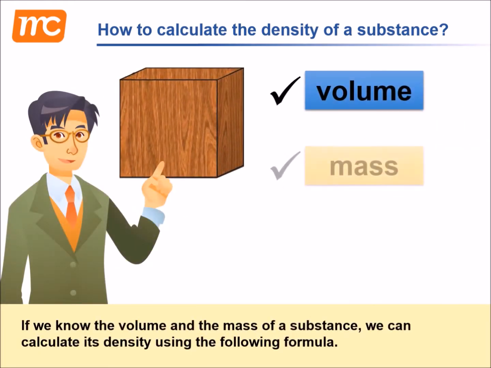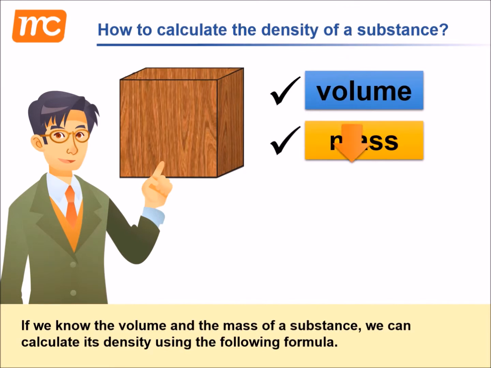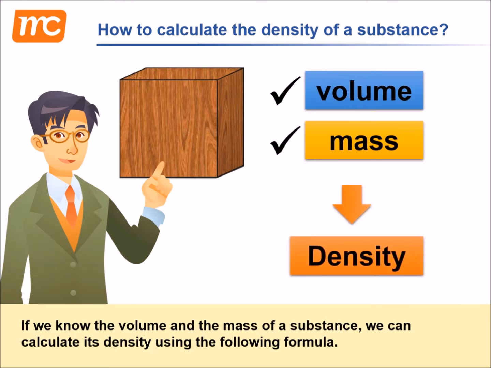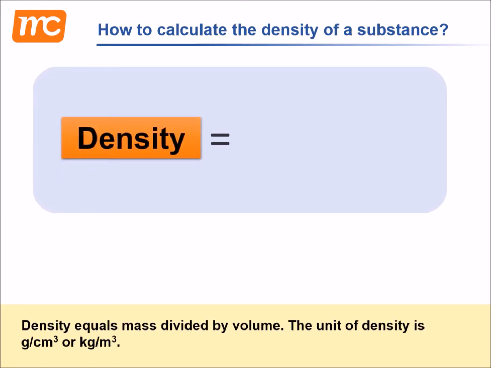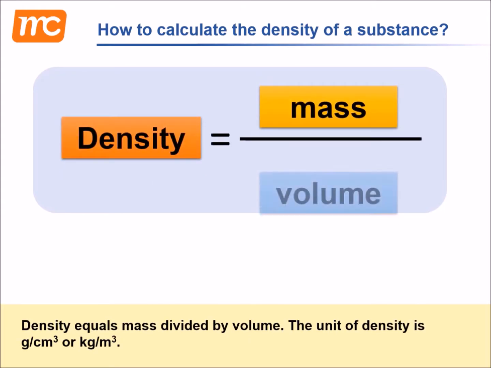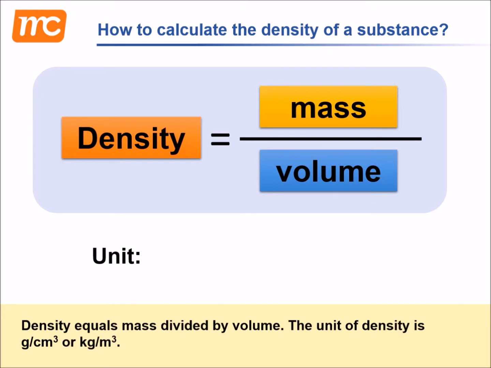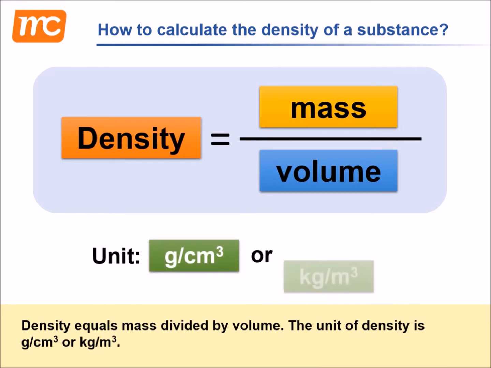If we know the volume and the mass of a substance, we can calculate its density using the following formula. Density equals mass divided by volume. The unit of density is grams per cubic centimeter or kilograms per cubic meter.